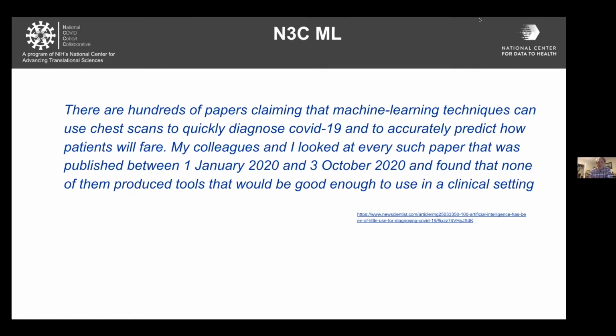He said that his colleagues and he looked at every such paper that was published over a period of about 10 months, and found that none of them, not even one, produced tools that would be good enough to use in a clinical setting. In the paper that you can find if you follow that link, the authors describe first using a PubMed search and finding roughly 1,000 articles, and they pared that down to 250 some that were actually about machine learning for COVID, and they looked closely at about 160, I believe.